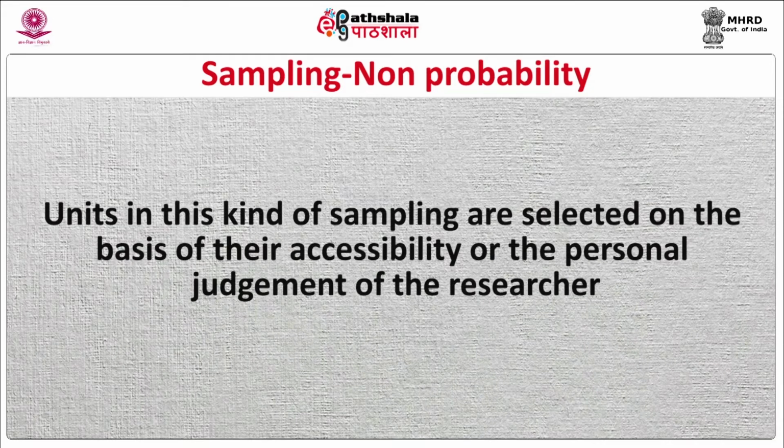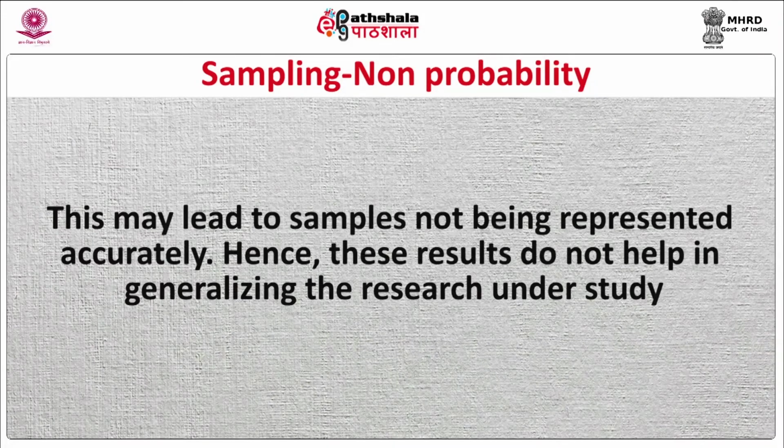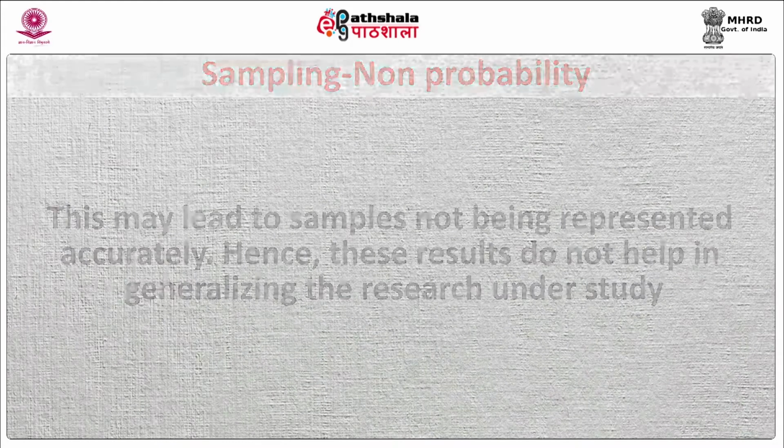The units in this kind of sampling are selected on the basis of their accessibility or the personal judgment of the researcher. Further, a major drawback of the non-probability sampling method is that an unknown variable of the entire population is not being sampled. This may lead to samples not being represented accurately. Hence, these results sometimes do not help in generalizing the research under study. Making a choice between these methods depends on the purpose of the study.